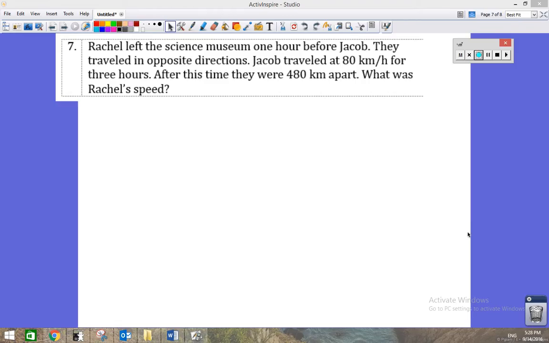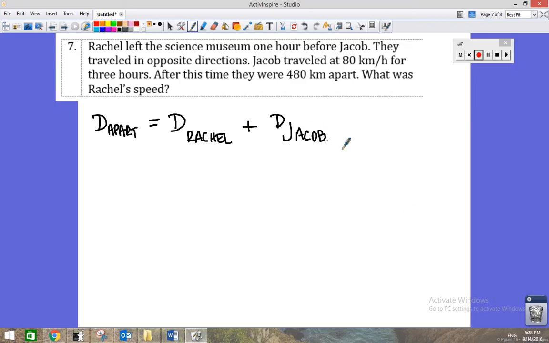What was Rachel's speed? So my instinct would be to take this distance that they're apart and break it down into the distance that Rachel drove plus the distance that Jacob drove, because they're going in opposite directions. Alright, so it's telling us this total distance that they are apart from each other, 480 kilometers. Distance is equal to rate times time.